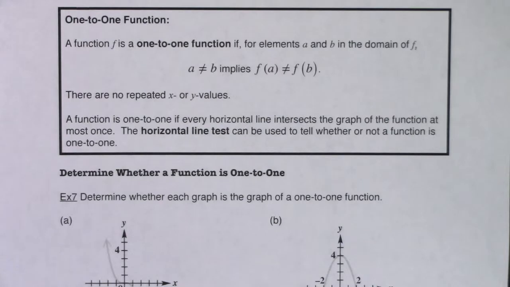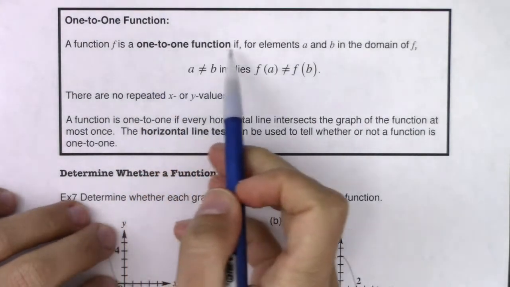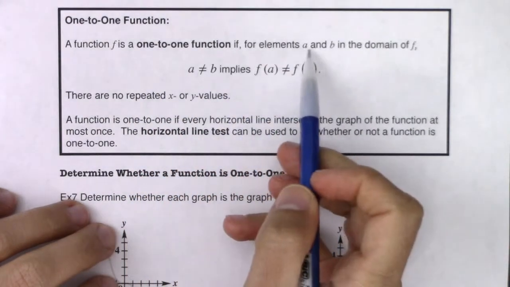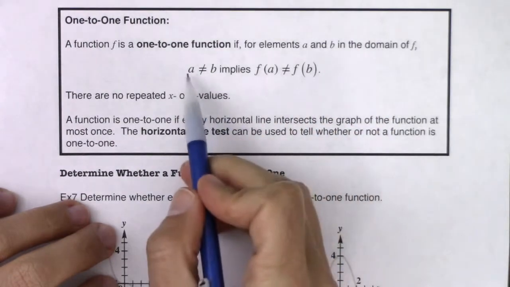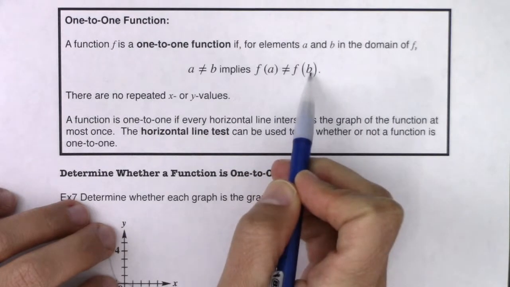Math 31, welcome to the last topic in section 3.1. We're going to discuss one-to-one functions. So a function f is a one-to-one function if, for elements a and b in the domain of f, a not equaling b implies that f of a does not equal f of b.